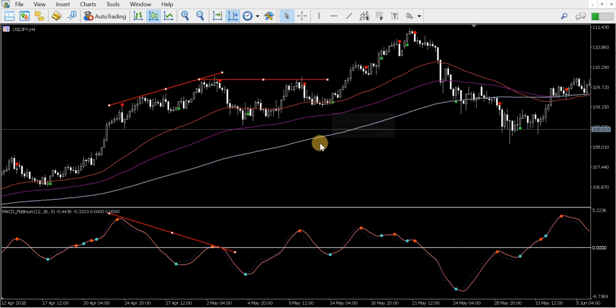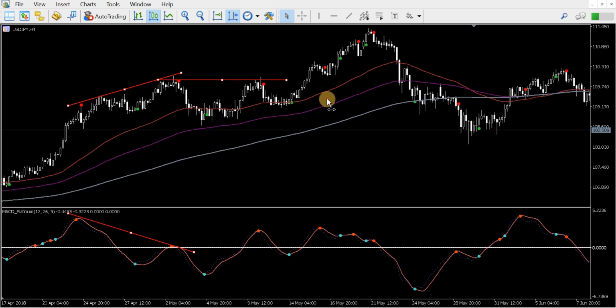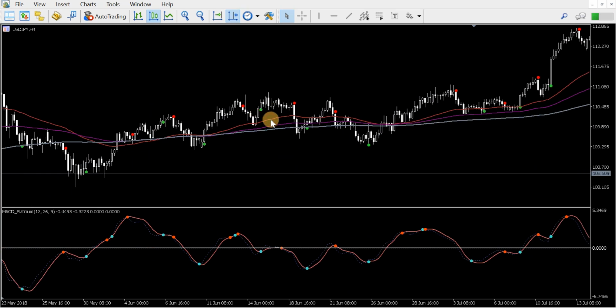But this next one here, that's a beauty. They're the ones you like. It's a pullback into the 50. We're in a big uptrend. Take that one. Back up it goes. So they're your best, your better trade setups.